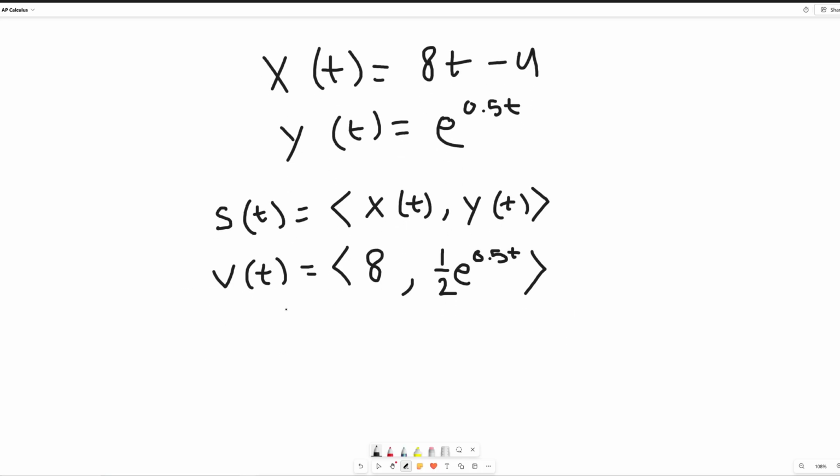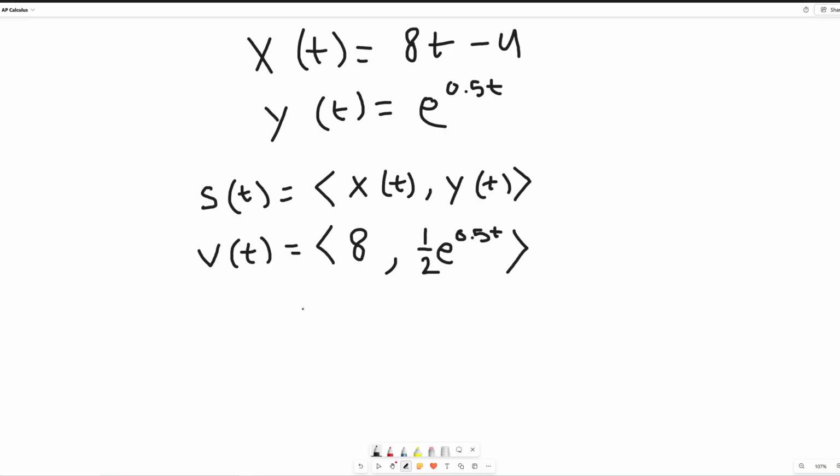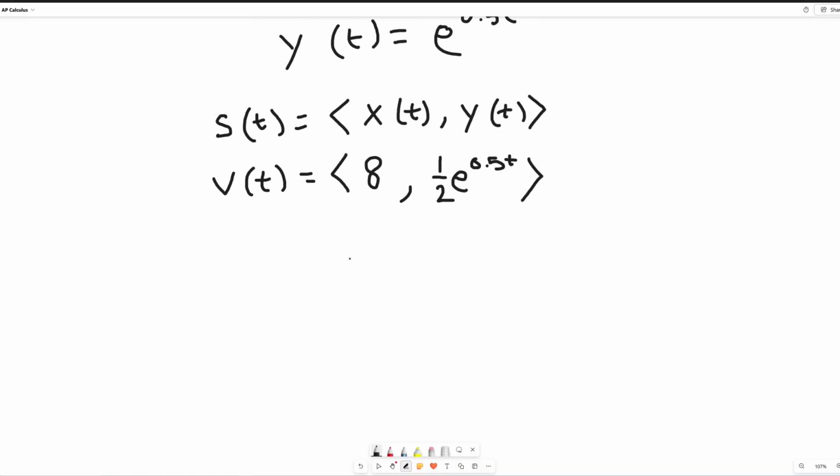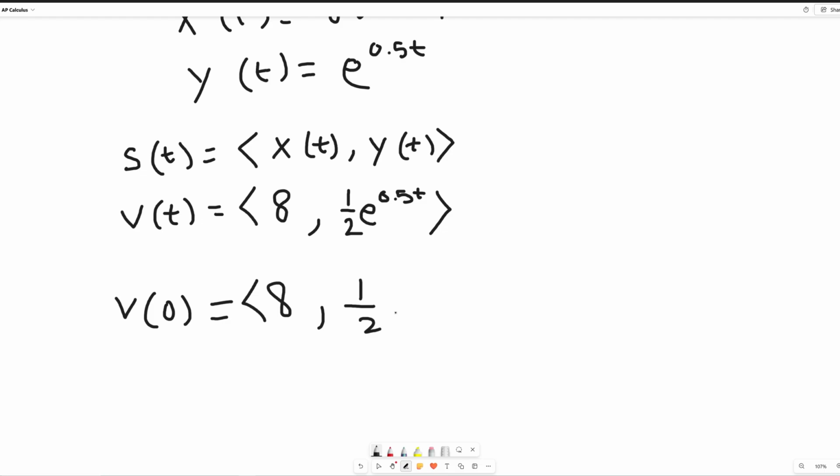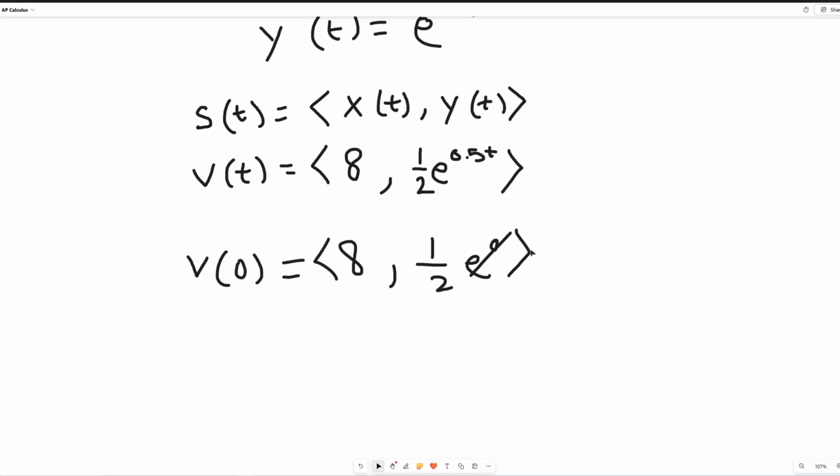And if you wanted to find the velocity vector at t equals 0, for example, the velocity vector at t equals 0 would just be v of 0, which here would be 8, and then 1/2 e to the 0, because we plugged the 0 into here, and then that's just going to be 8, 1/2.